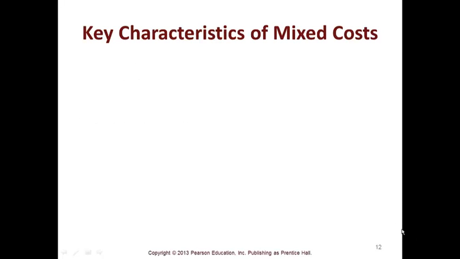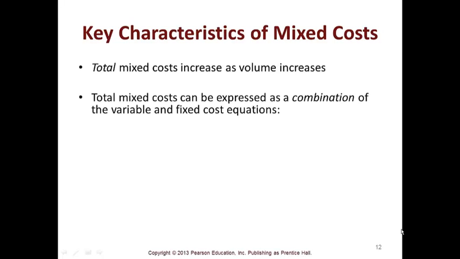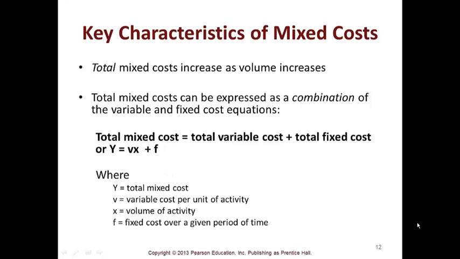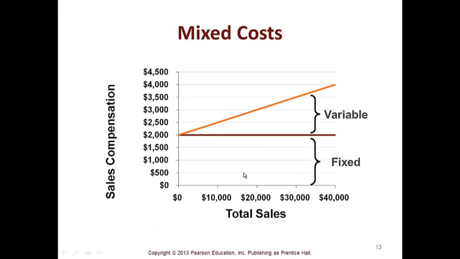And then there are key characteristics of mixed costs. So you have total mixed cost increase as volume increases. Mixed cost can be expressed as a combination of the variable and the fixed cost equations. So here's your mixed cost equals your total variable cost plus your total fixed cost. And here's the description down below. So here's your mixed costs. You have a product where you have fixed and variable, so they call it mixed. And most products are a combination of fixed and variable costs.